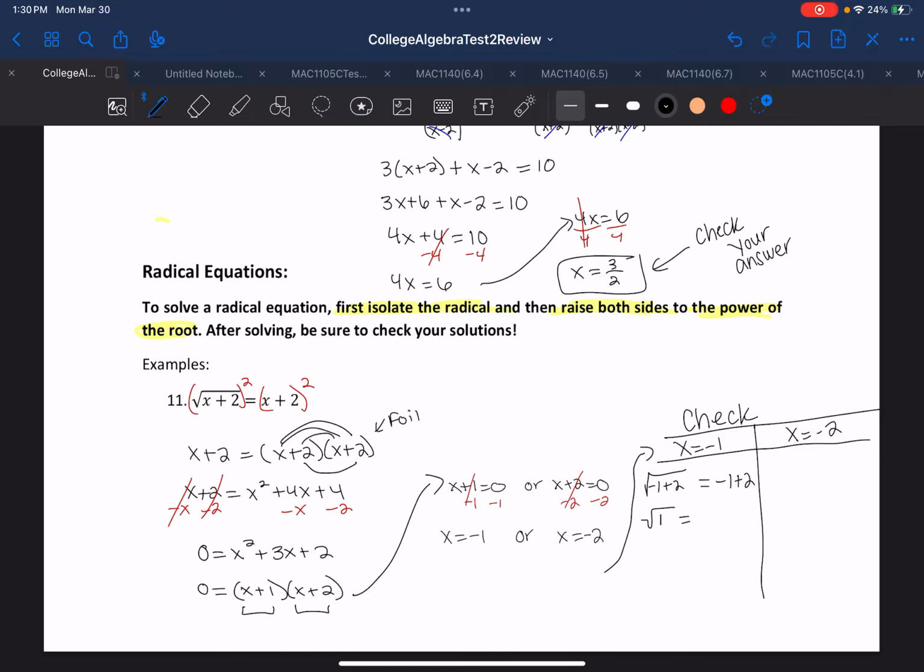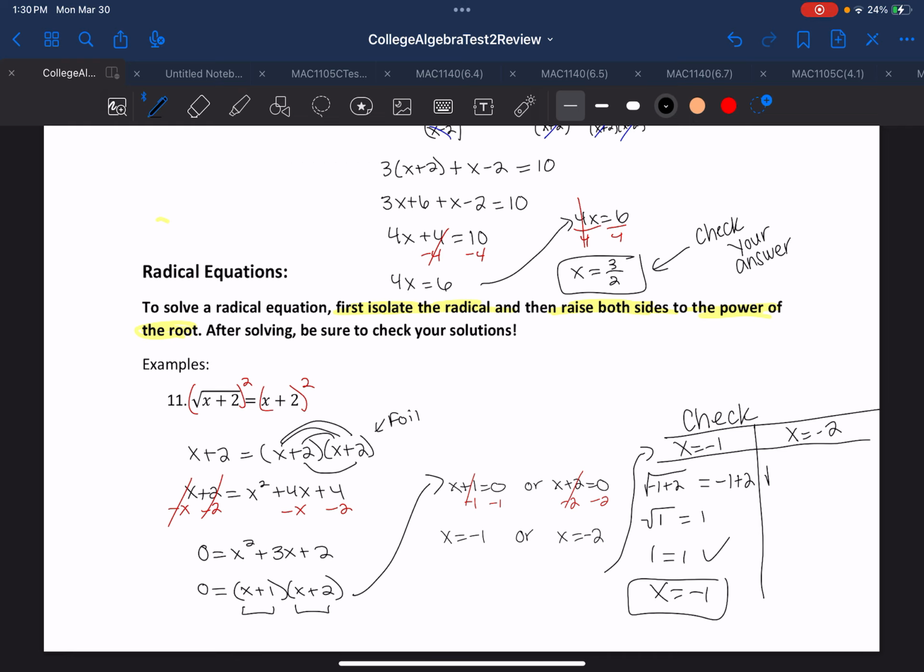So that leaves me with the square root of 1, and then -1 plus 2 on the right is also 1, and the square root of 1 is 1. So this is true. It did not give me a negative under the square root, so we're good. So x equals -1 is part of my solution.